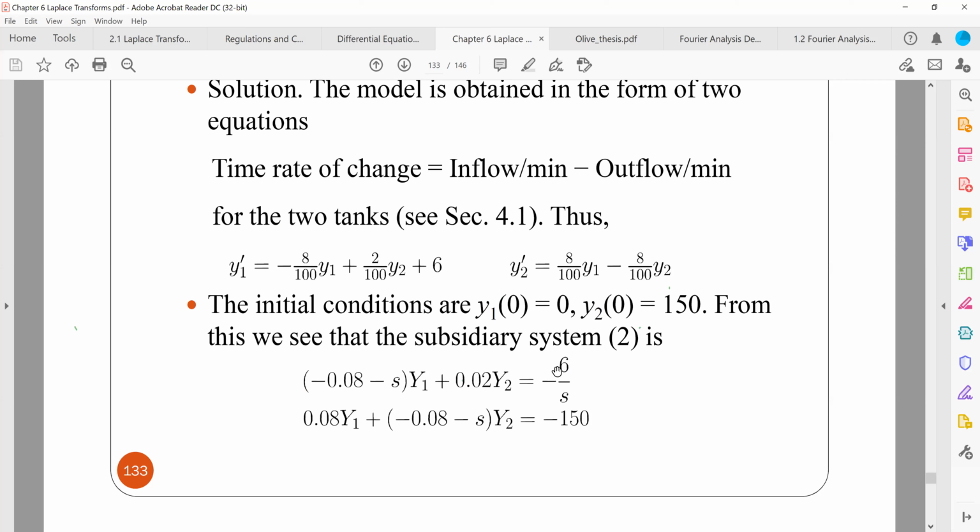This is moved to the other side, you rearrange it, and this ends up becoming minus 6s when you take the Laplace transform and rearrange. This is minus 0.08 minus s. Remember, we have a derivative here, but because the initial condition is 0, this term will not appear. So you just end up with this and this as they appear here, but now with capital Y and s denoting the derivative. And here we only have Y2 because it's just the Laplace transform of Y2, and we keep the coefficient, which is 0.02.